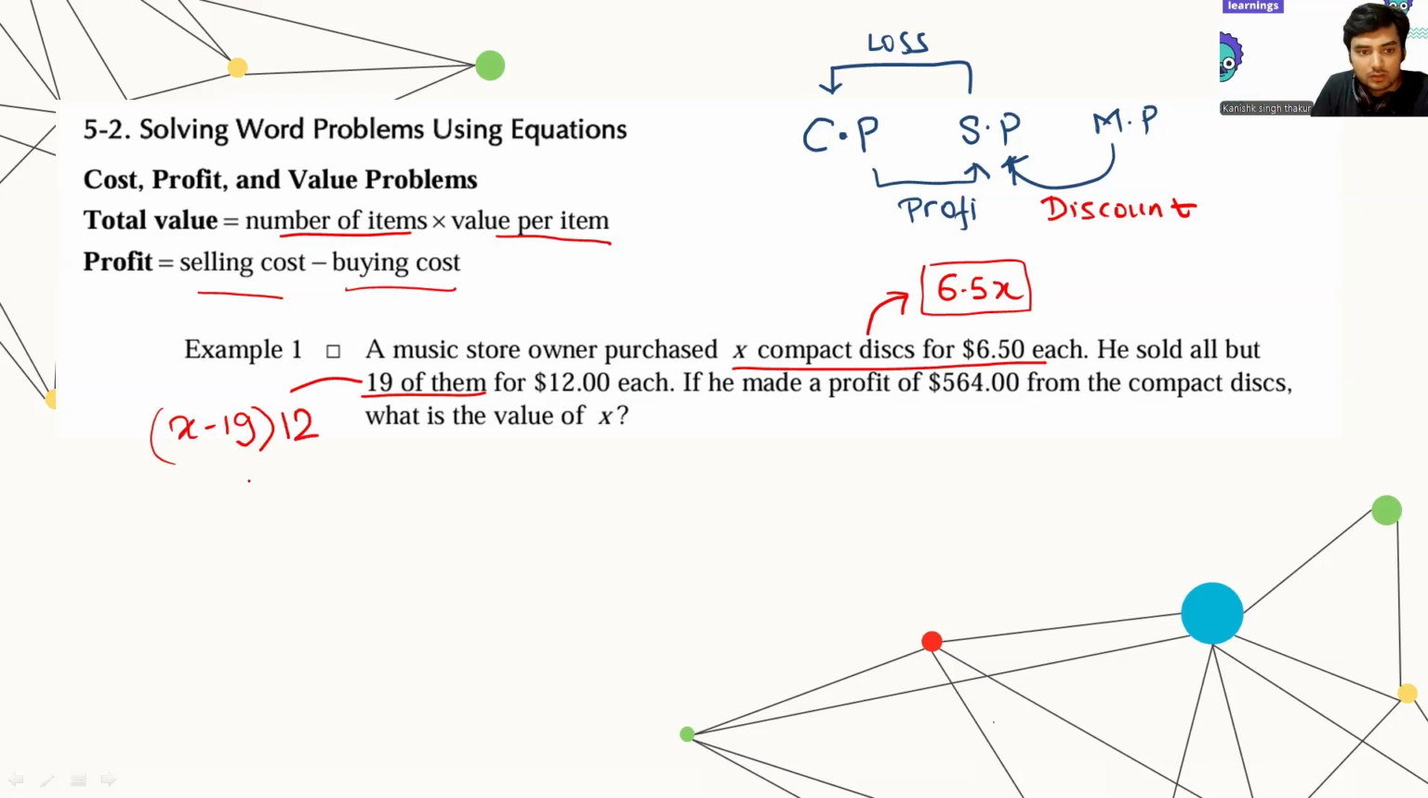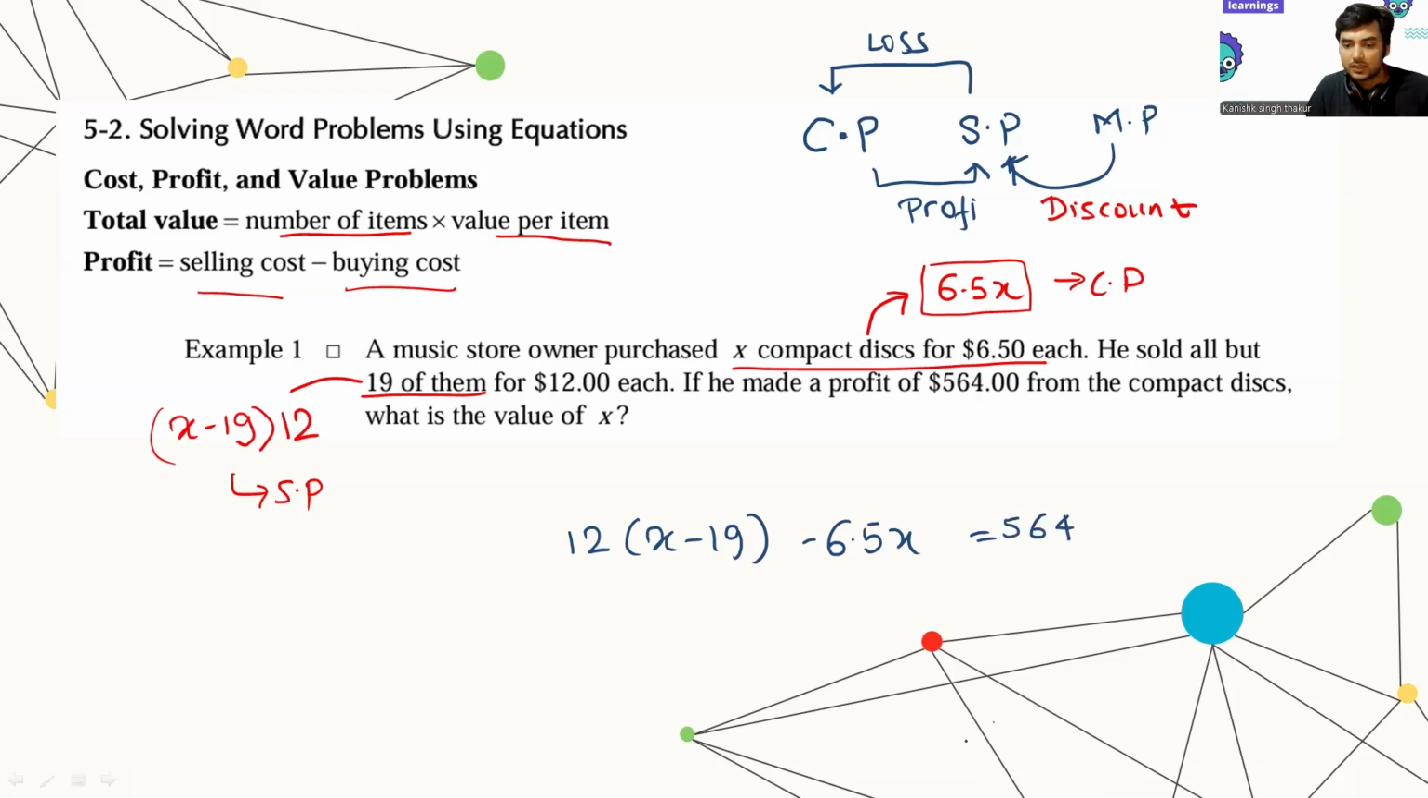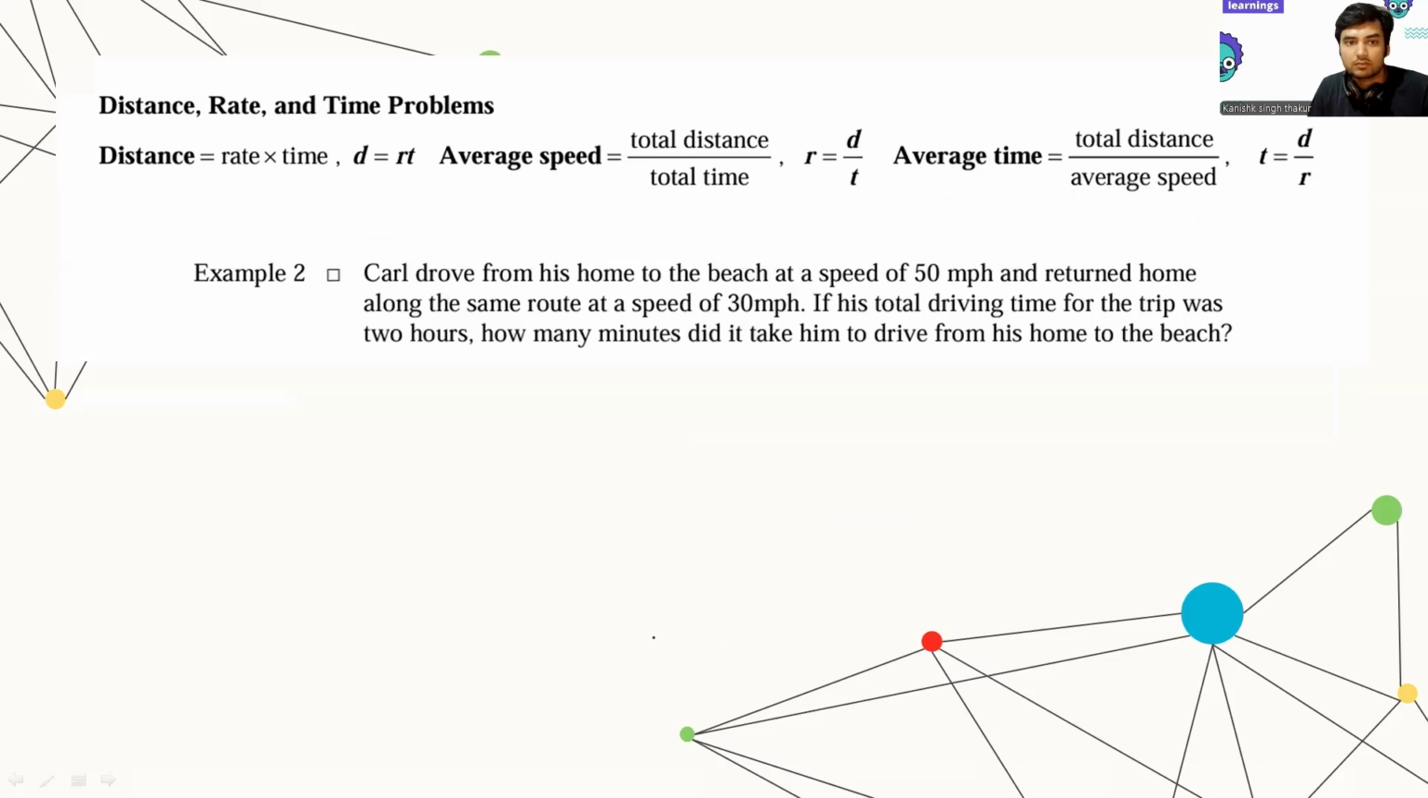He made a profit. So this thing he got is the selling price, and this thing was his cost price. So 12 times (X minus 19) minus 6.5 times X. Selling price minus cost price is your profit, which is 564. This thing is given to you, 564. So here X you'll get as 144. Fine. Directly you can get it from the calculator.